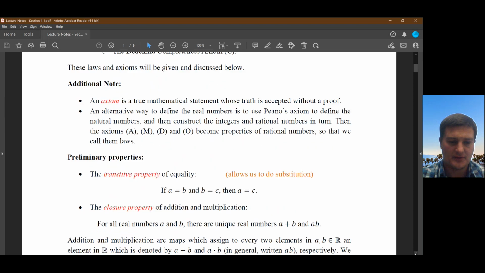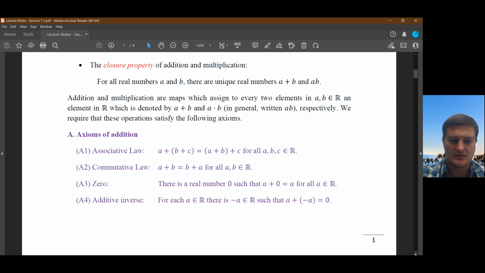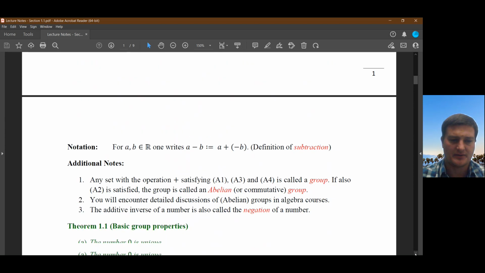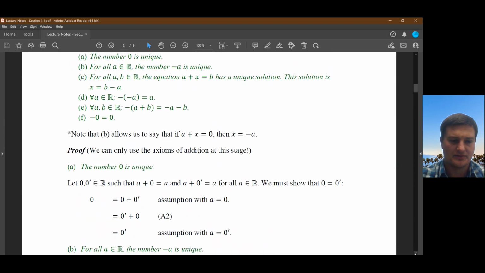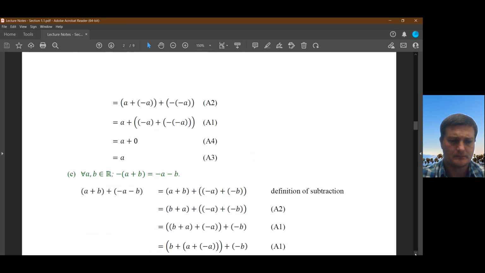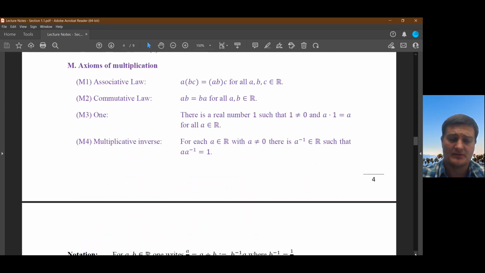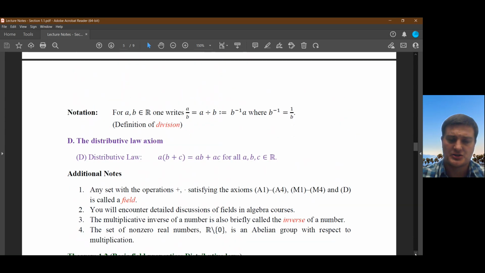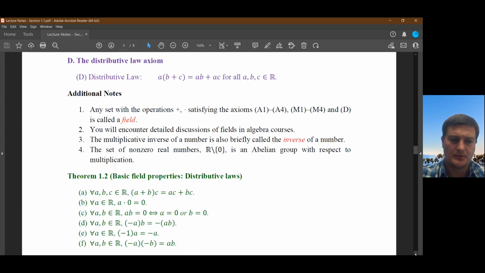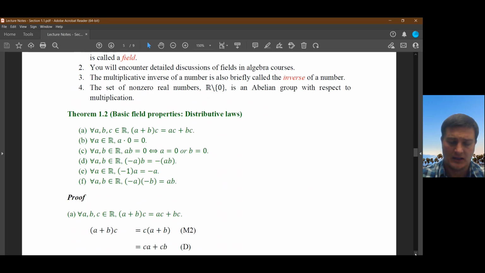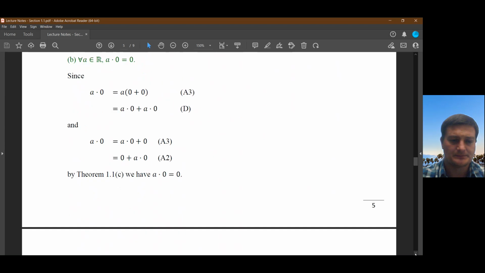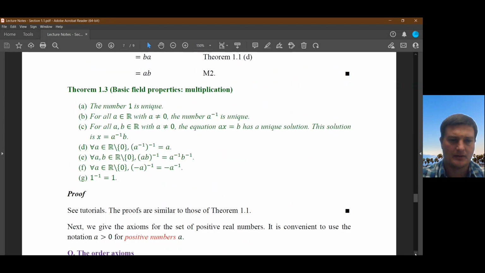Just to quickly run through, we had the four axioms of addition, followed by theorem 1.1. You've seen the proof of that in a previous video. Then we had the four axioms of multiplication, followed by the distributive law axiom, which was then used in the proof of theorem 1.2. Again, you saw this in a previous video. I will then basically pick up at theorem 1.3. For theorem 1.3, you can read through the different statements yourself, and you will see that it is very similar to theorem 1.1.